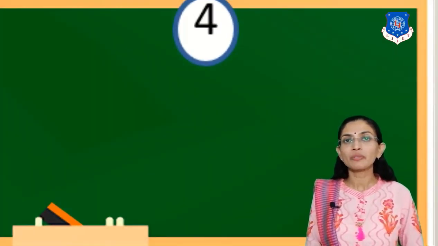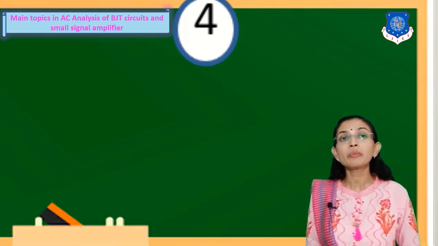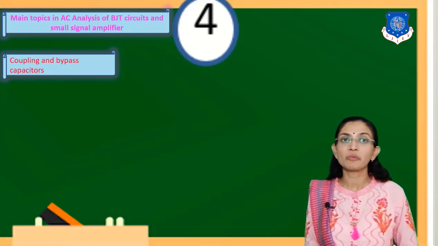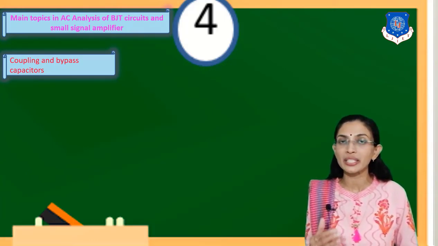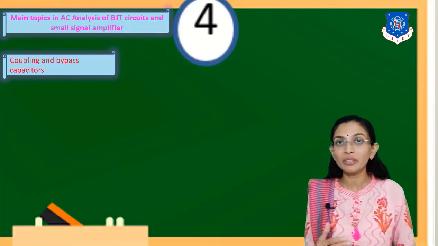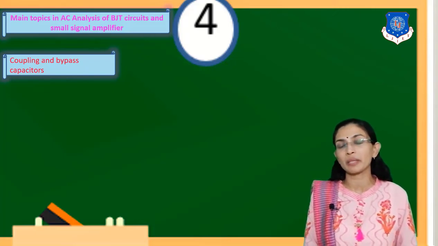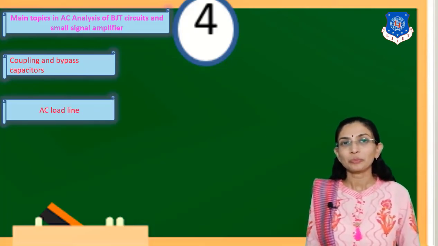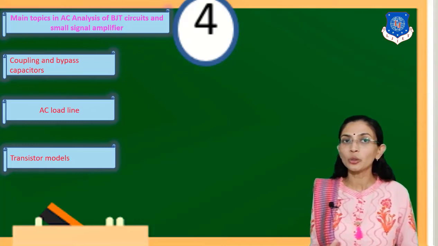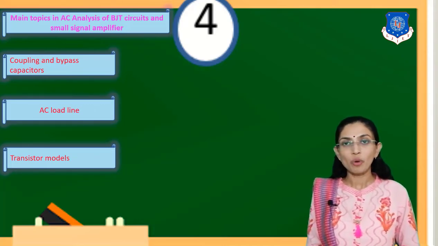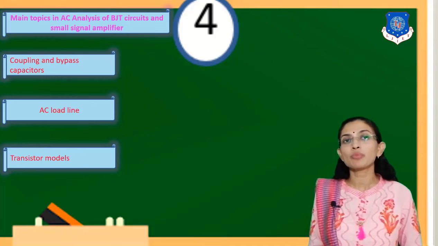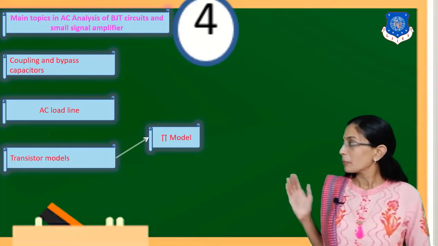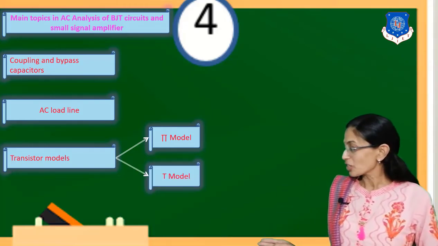In the 4th chapter, the main topics I will explain are the coupling capacitor and bypass capacitor. We will start with the coupling capacitor and bypass capacitor definitions. Then I will explain the requirements of these capacitors for designing the small signal amplifier. Then I will explain the AC load line and transistor models. For designing the small signal amplifier, we will study 2 transistor models, the Pi model and the T model.